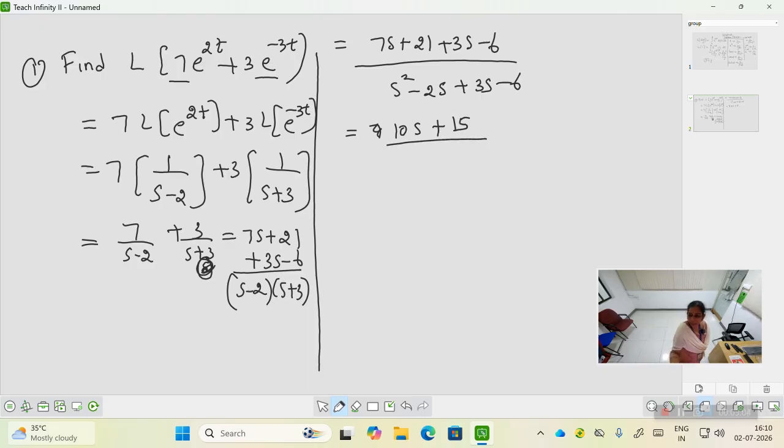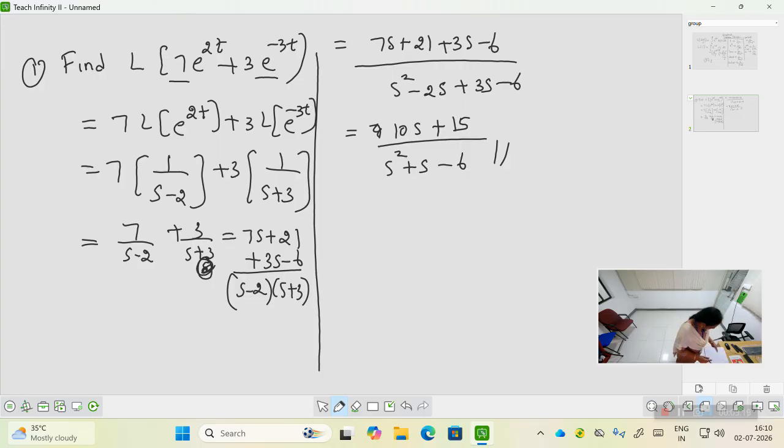Yes, divided by s squared plus s. This one is minus 6. So this is the respective output of this function. Find L of 7 e power 2t plus 3 e power minus 3t.